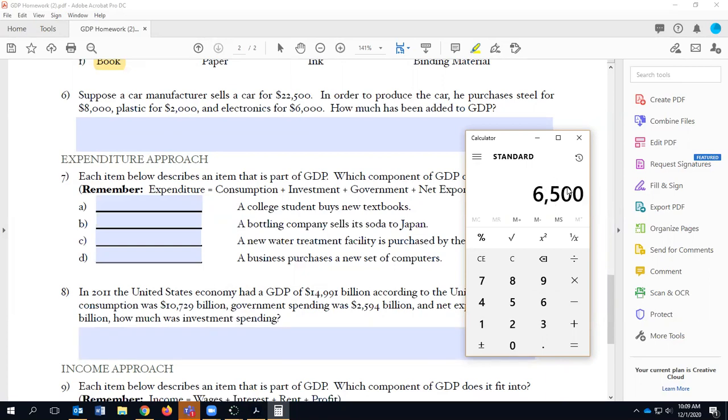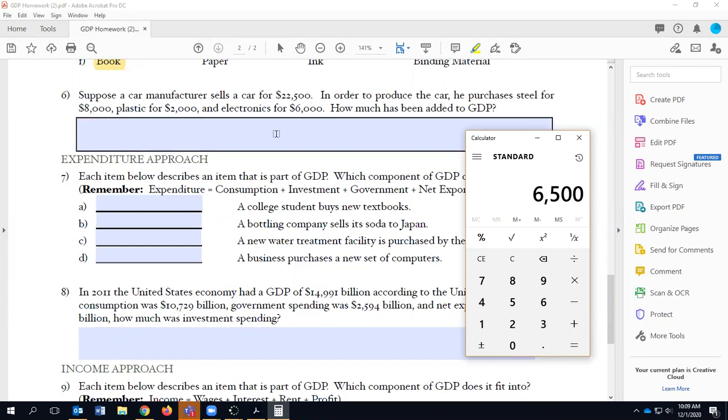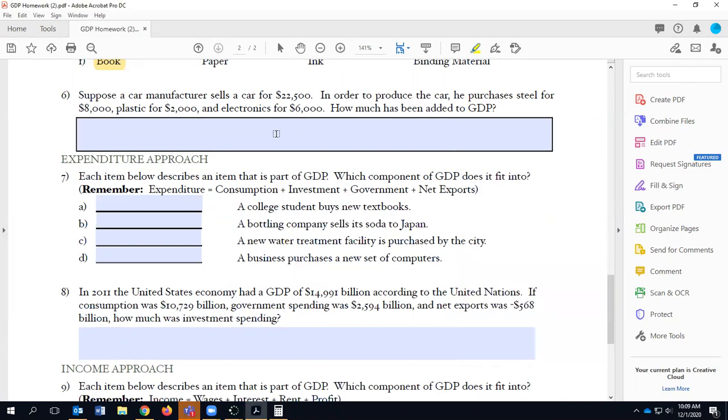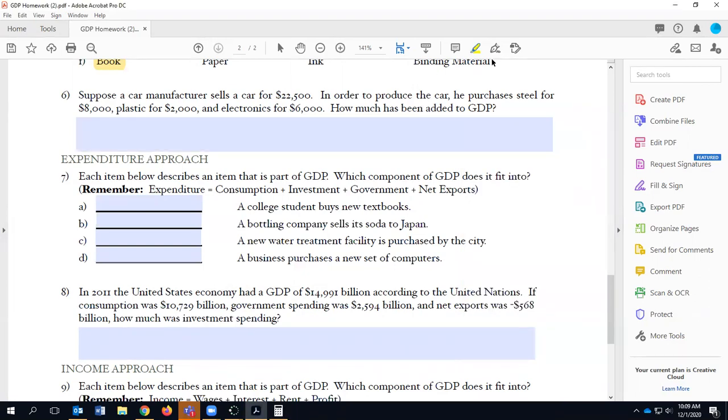How much are they making? So how much has been added to the GDP? $6,500. Does that make sense what we just did? So you're just subtracting all these numbers from the 22,500. So I'm gonna put 6,500. We're gonna do the same thing for number 8.